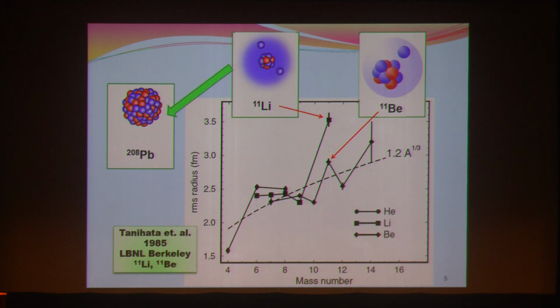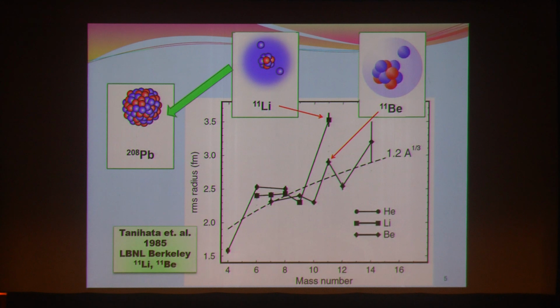And it is not one or two nuclei, there are many more nuclei, and the whole game started with the experiment from Tanihata et al. in 1985 in Berkeley, where they identified 11 lithium and 11 beryllium showing these properties. It is shown here, 11 lithium here and 11 beryllium here, and this is the R equals R0 A to the power 1/3 law. So you can see the deviation is quite significant.